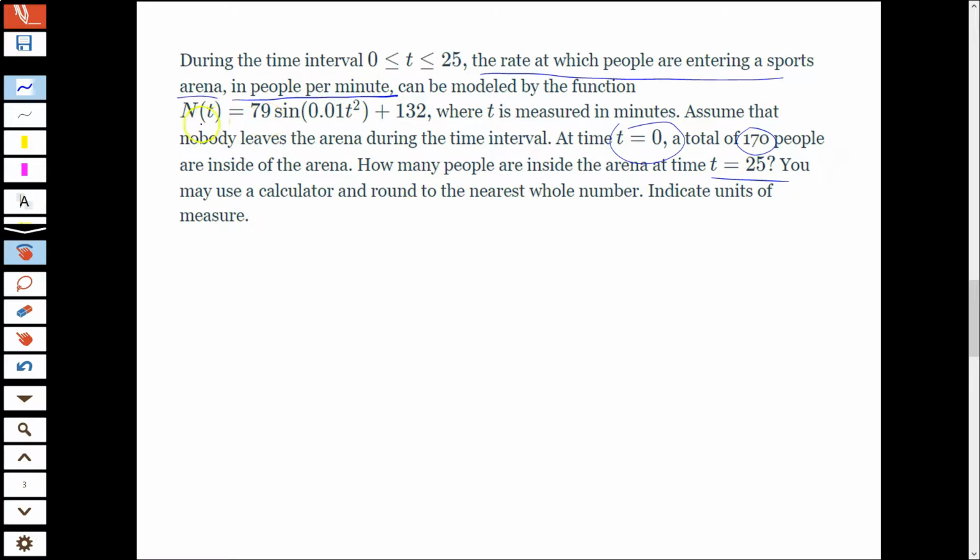Okay, so if n is the rate at which the people are entering, we need to integrate to get back to the number of people in the stadium, right? So n you can think of as already the derivative of the number of people in the stadium, and the integral of that is going to give us the total change. Okay, so we want to write an integral, and it's going to be the integral from 0 to 25 of n of t. And you can solve that on your calculator.